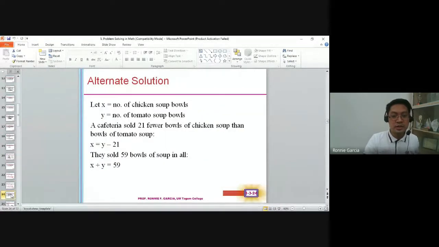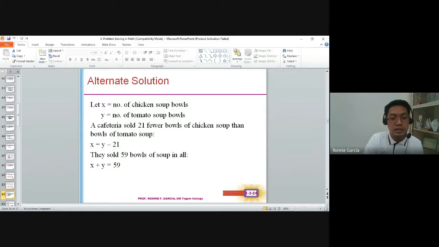This is another solution. I will give you an alternative solution using algebra. So you will let x to be the number of chicken soup bowls. Let y to be the number of tomato soup bowls. And then imuha siyang himuan og equation. So sa statement na the cafeteria sold 21 fewer bowls of chicken soup than the bowls of tomato soup, katong chicken soup, imuhang x is equal to katong tomato soup minus 21, kay fewer bowls man daw. So minus 21. So gi-apply na nato ning lesson nato sa mathematics of language and symbols.